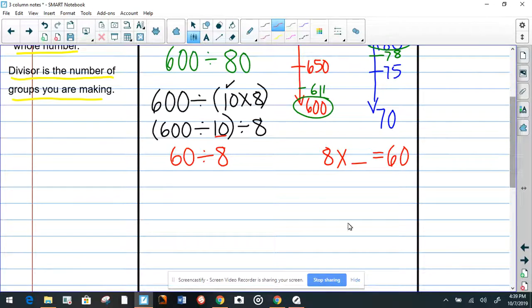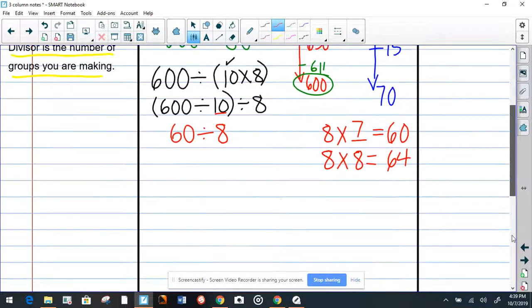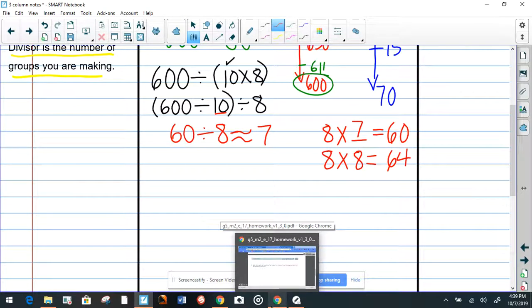So now let's look at this. 8 times 5 equals 40. 8 times 6 equals 48. And 8 times 7 will be 56. So the answer will be what? 7. Because if we say 8 times 8, that will be 64. That will be beyond our number. So now we can say that 60 divided by 8 equals about 7. Okay, my friends?